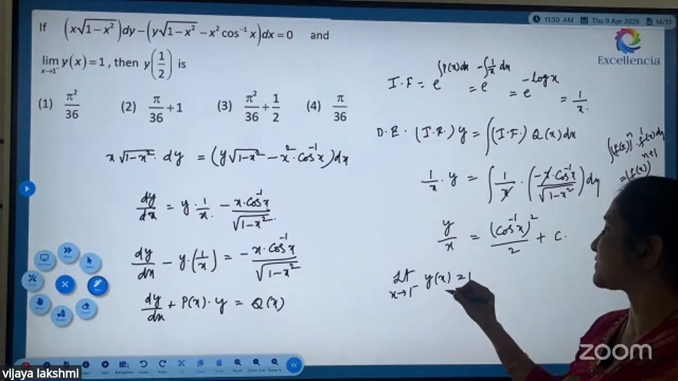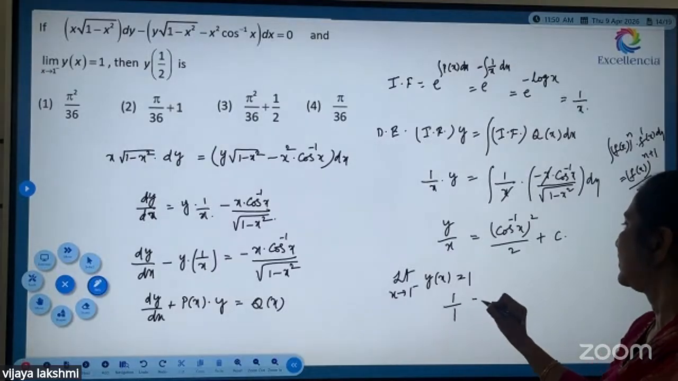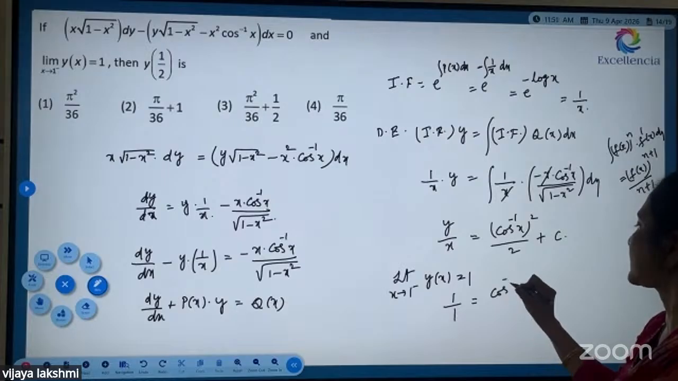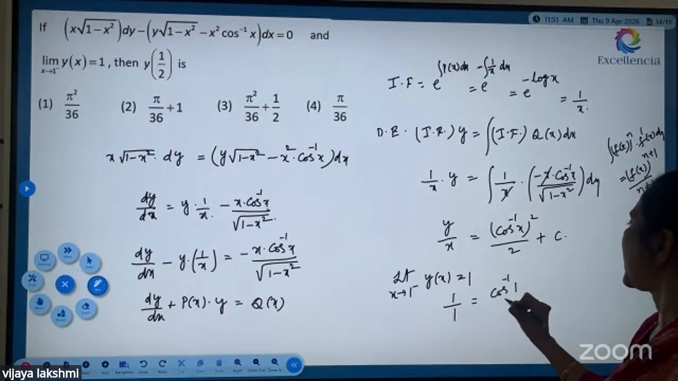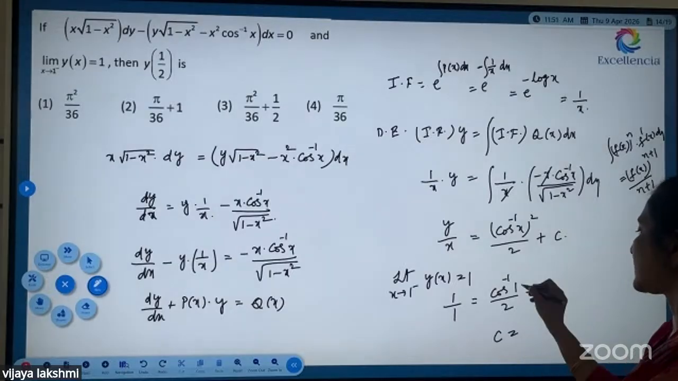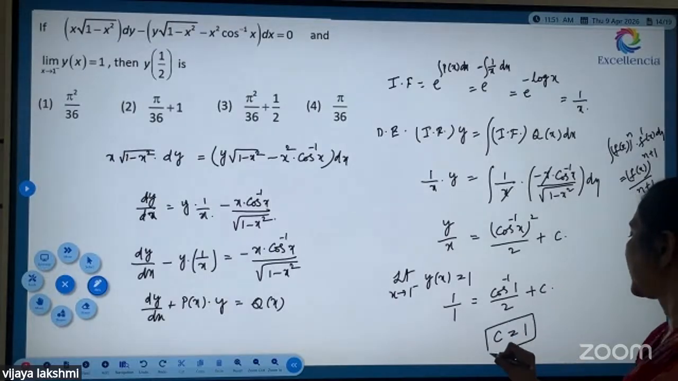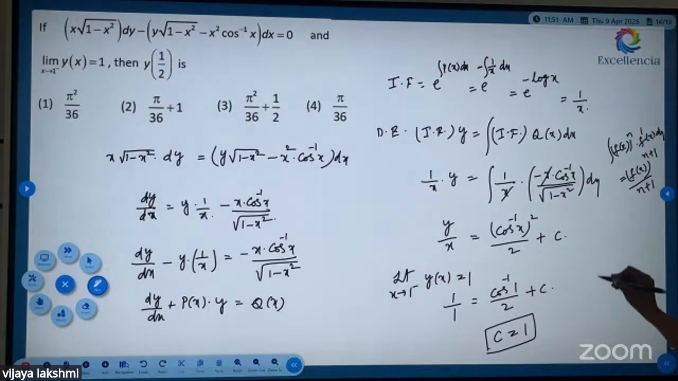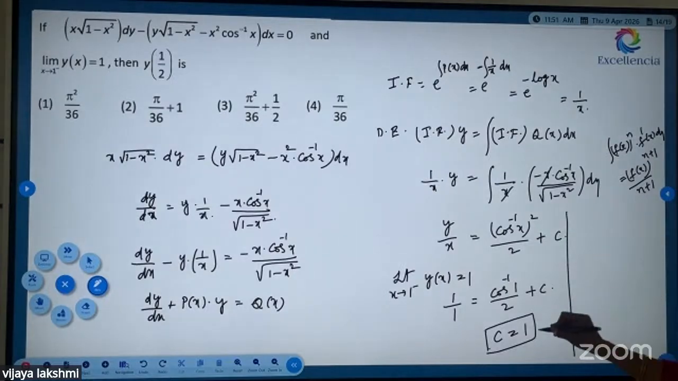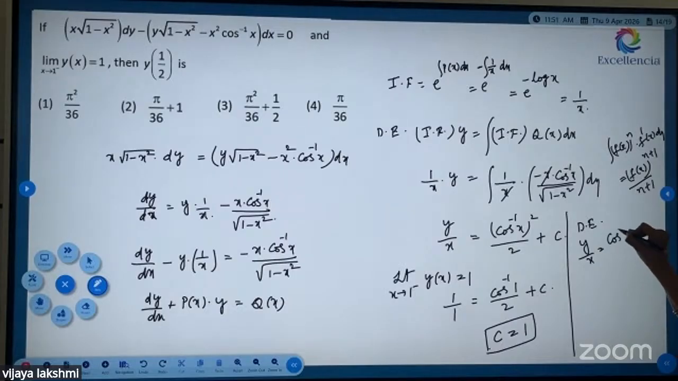That is, the y value is 1 and the x value is 1. So we write it 1 by 1 equal to cos inverse x whole squared by 2 plus c. Cos inverse 1 is 0. That's why we are getting the c value as 1. Now we substitute and frame the differential equation with the c value: y by x equal to cos inverse x whole squared by 2 plus 1.